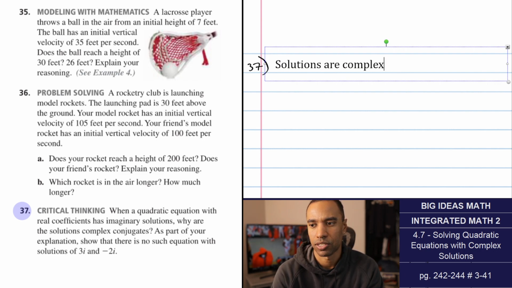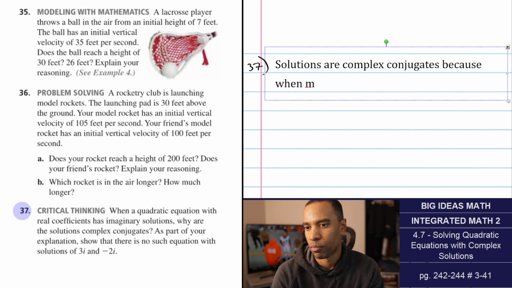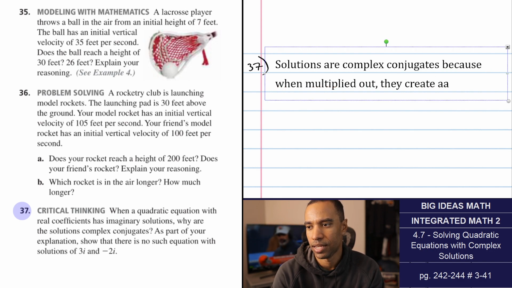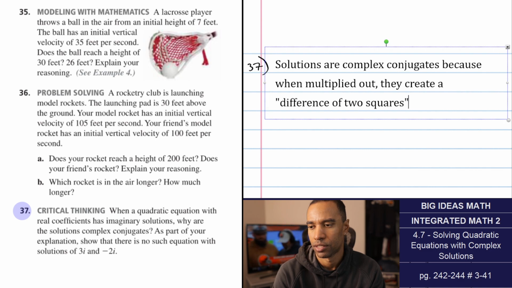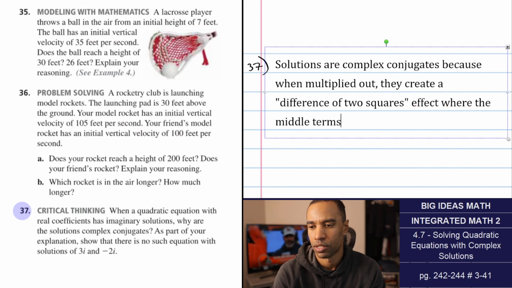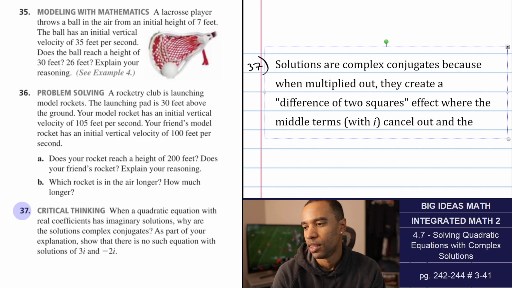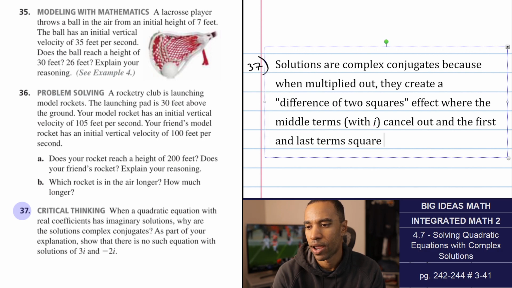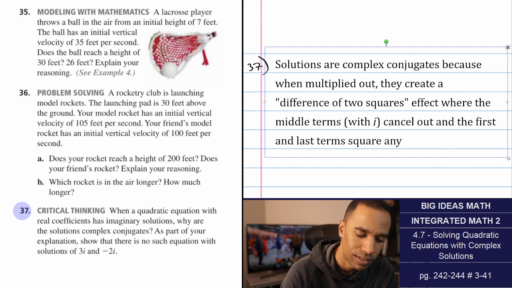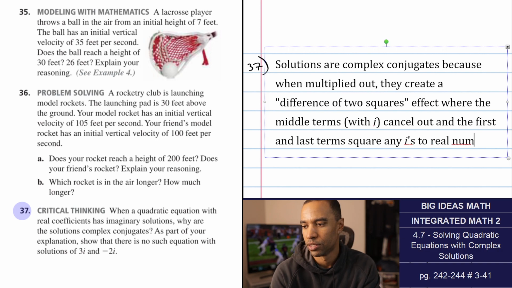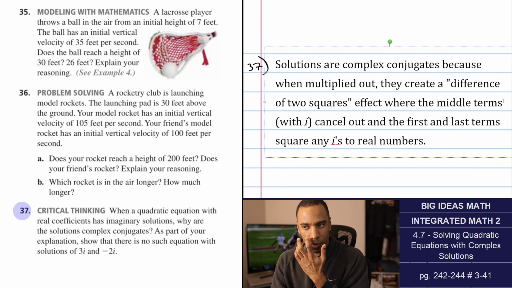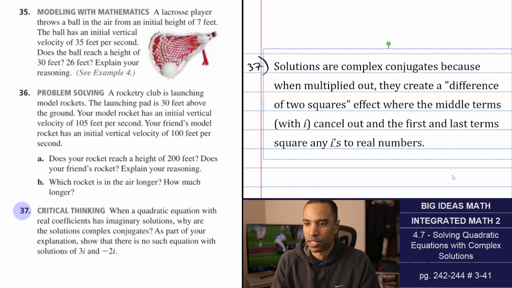Solutions are complex conjugates because when multiplied out, they create a difference of two squares effect where the middle terms with i cancel out, and the first and last terms square any i's to real numbers, because i squared is negative 1. So that's just an important thing to keep in mind when we're doing that.